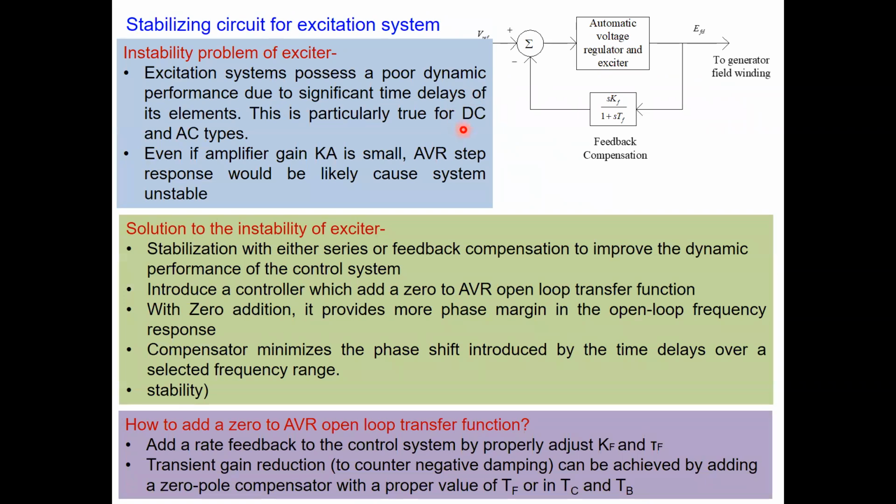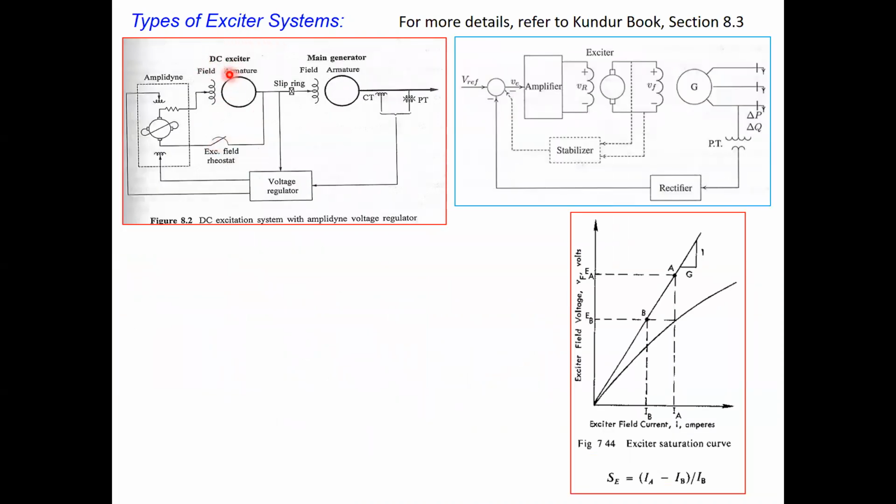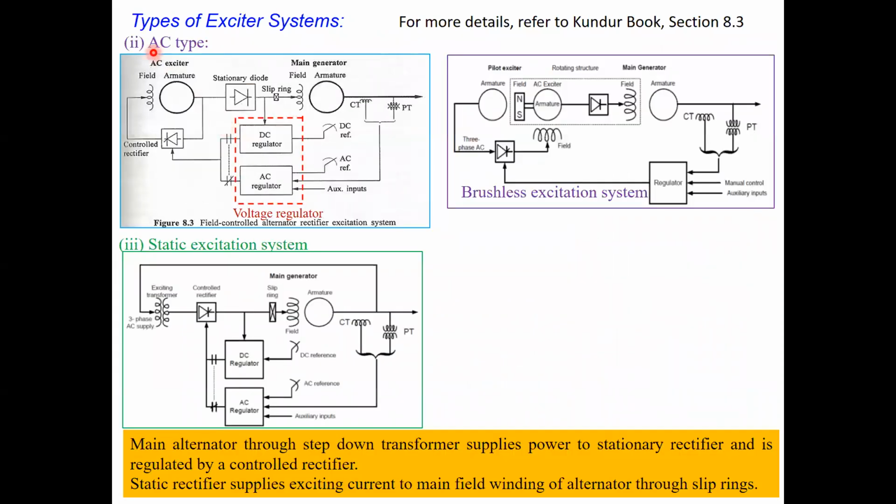And this is mainly for DC and AC types. If you refer to the DC type, you have a rotating component, and thus the time response for a DC exciter system is much slower. Similarly, the AC type again has a rotating component, so the time response for these two types is much slower. But for static, we don't have any rotating component. We only have a rectifier. So this type of exciter, the static exciter, can be much faster.